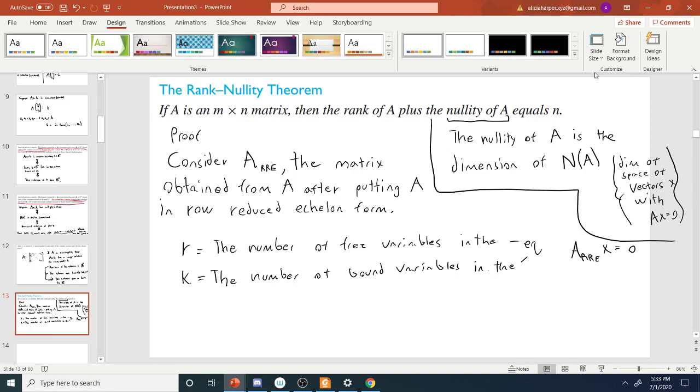Now recall that a free variable or a bound variable corresponds to a column of the row-reduced matrix that contains a 1 and nothing else. And that 1 is the first one of its row. So bound variables essentially correspond to leading ones, and free variables correspond to columns that do not contain leading ones. And every variable is either bound or free, simply by how we've defined it. So we have R plus K is equal to N.